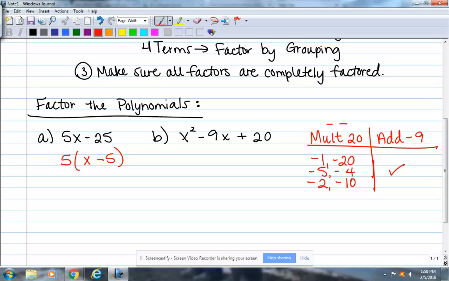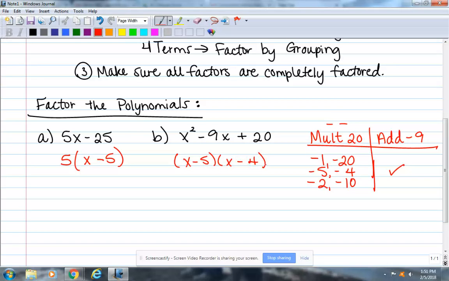And when you write your answer, you just take those factors and put them in binomials. My variable is x. So I have negative 5 and negative 4, so I'm going to use x minus 5 times x minus 4. And those are my factors, x minus 5 and x minus 4.